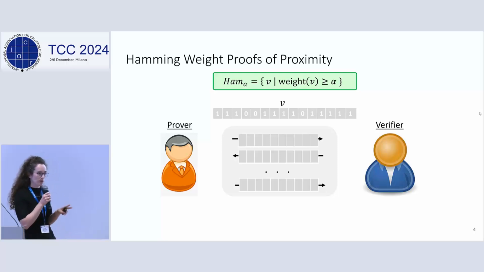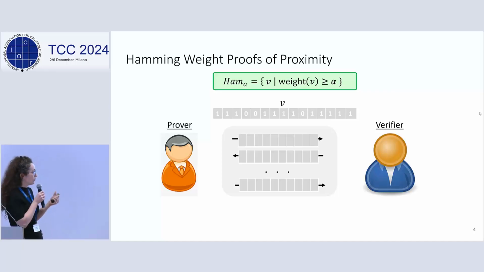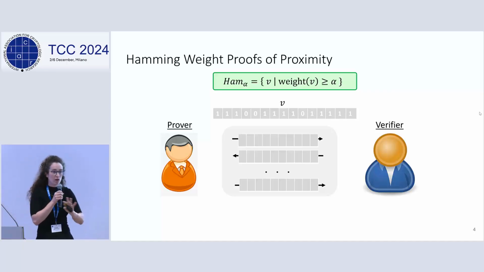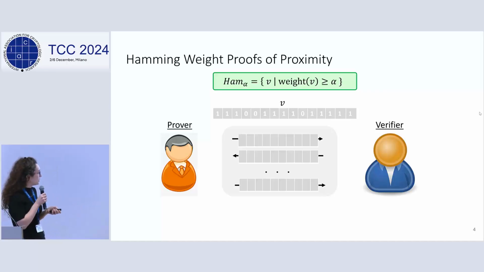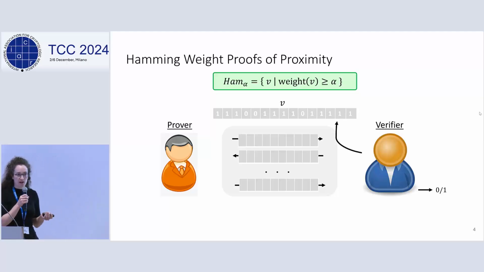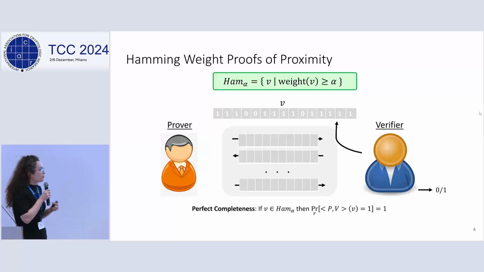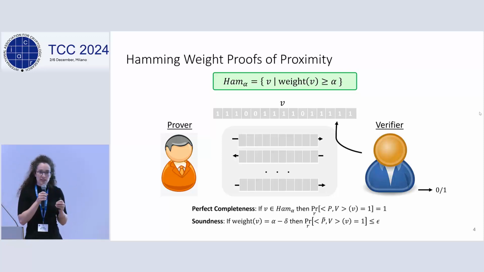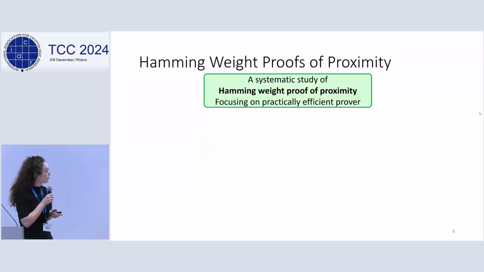Now, the two properties that we want are, first, perfect completeness: if the vector is in the language, then the verifier will always accept. This was the framing-free property that we talked about. And soundness: we want that if the vector has Hamming weight alpha minus delta, which means that the vector is delta far from the language, then the probability that the verifier accepts is bounded by some epsilon. This was a general definition, and let's see what models we studied.